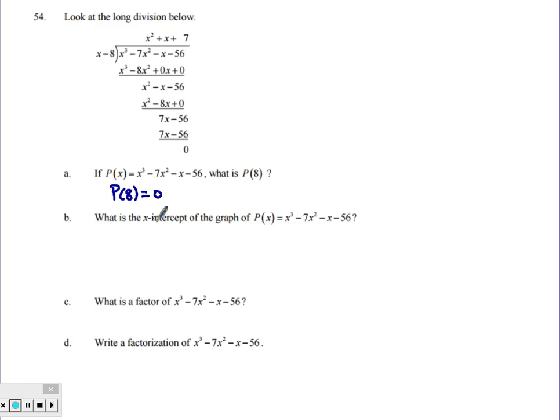What is the x-intercept of the graph of that? Well, we know that it crosses at 8. At x equals 8. That is a 0 because we got a remainder of 0. What is a factor of that? We know that x minus 8 is a factor of that because we got a remainder of 0. And it says write a factorization of that. So based on this, I'm just going to say that this cubic function is that times that. So our divisor times our quotient. x minus 8 times x squared plus x plus 7.